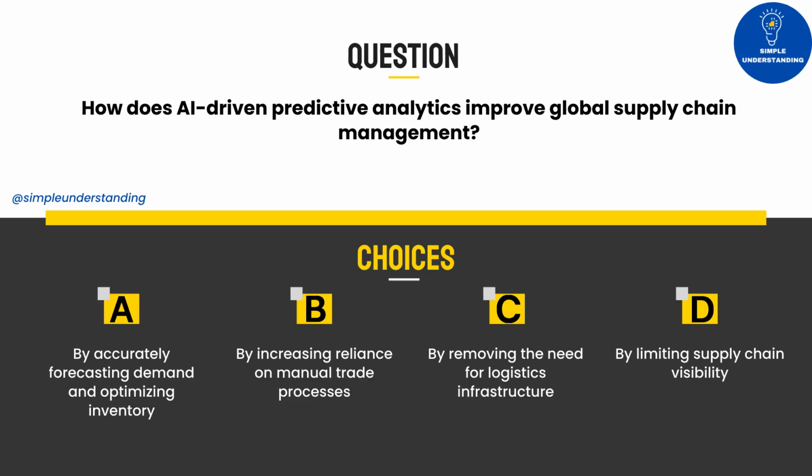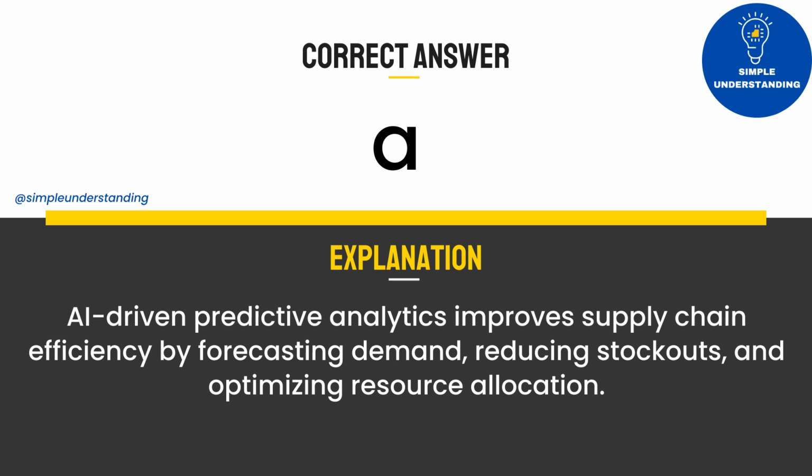8. How does AI-driven predictive analytics improve global supply chain management? A. By accurately forecasting demand and optimizing inventory. B. By increasing reliance on manual trade processes. C. By removing the need for logistics infrastructure. D. By limiting supply chain visibility. Correct answer: A. By accurately forecasting demand and optimizing inventory. Explanation: AI-driven predictive analytics improves supply chain efficiency by forecasting demand, reducing stockouts, and optimizing resource allocation.